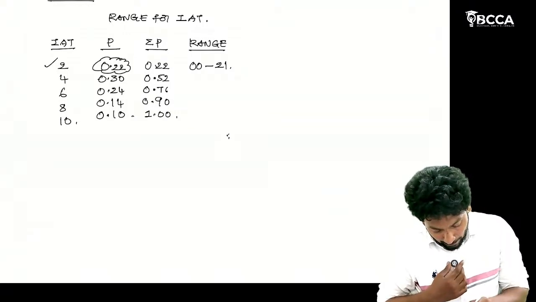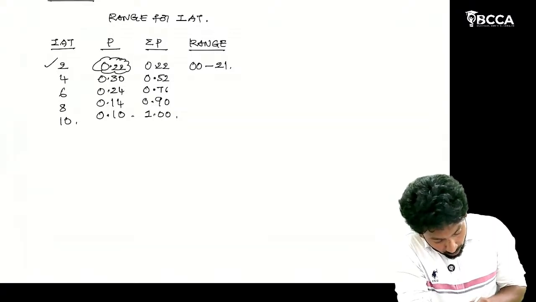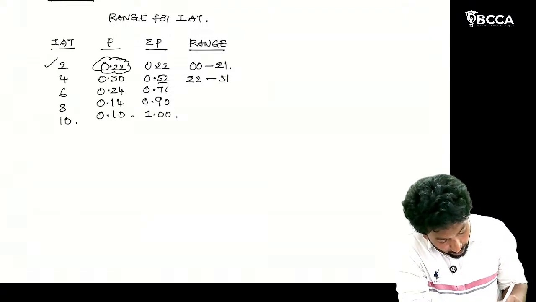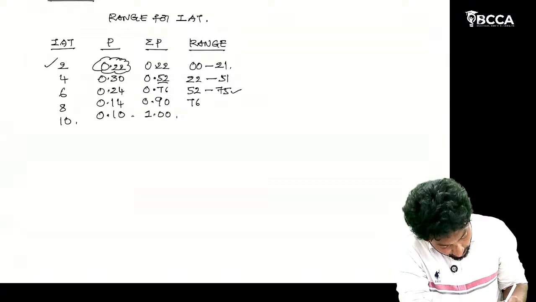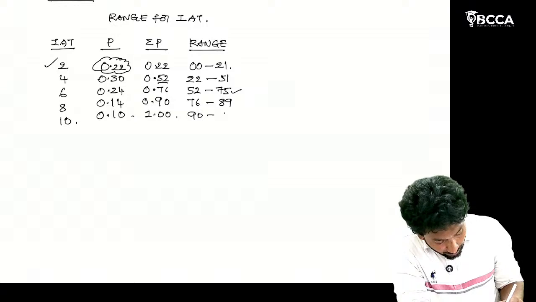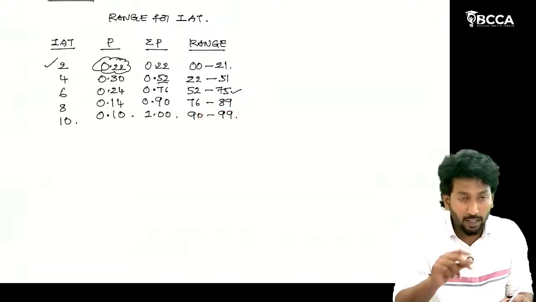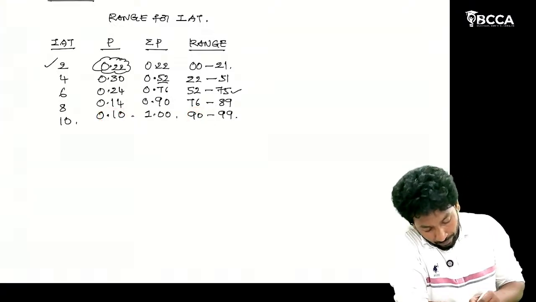See, next one. So here we have ended with 21 now. Then start with 22 and end with 51. Next start with 52 and end with 75. Next, we ended with 75, so start with 76 and end with 89. Here start with 90 and end with 99. Check here also, from 91 to 99, 9 numbers, plus 90, 10 numbers. Okay, probability is 10 here.